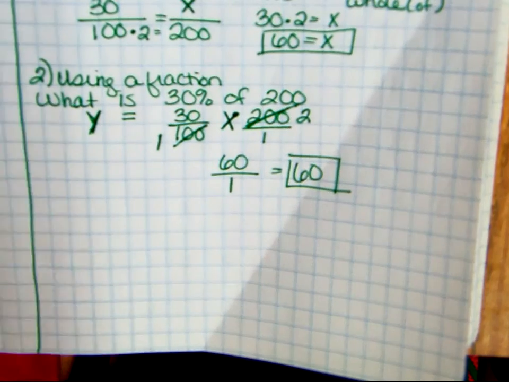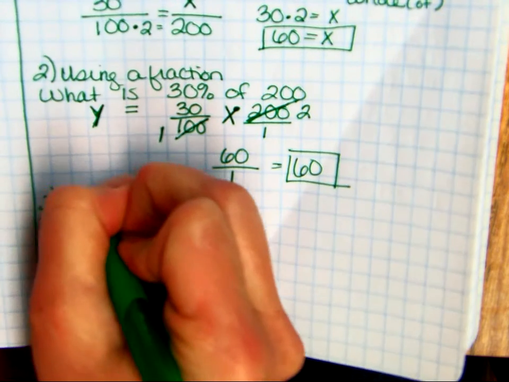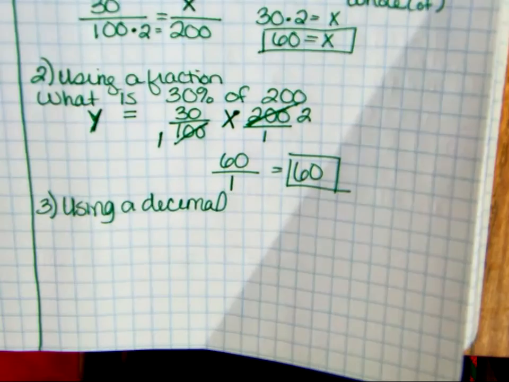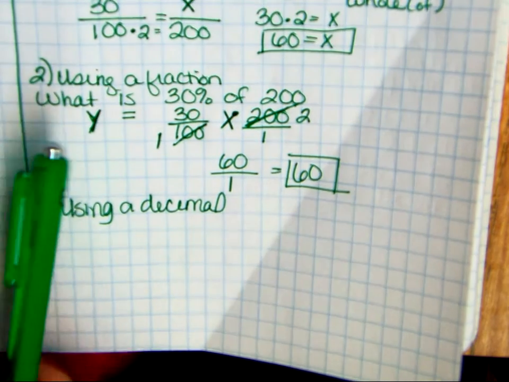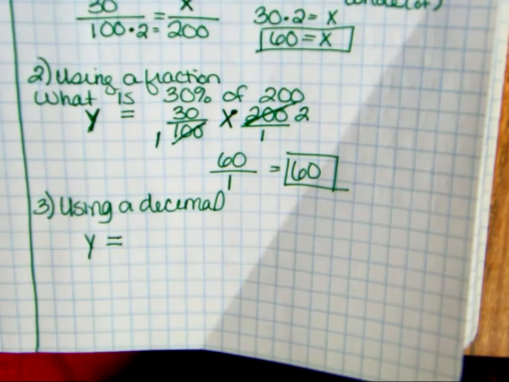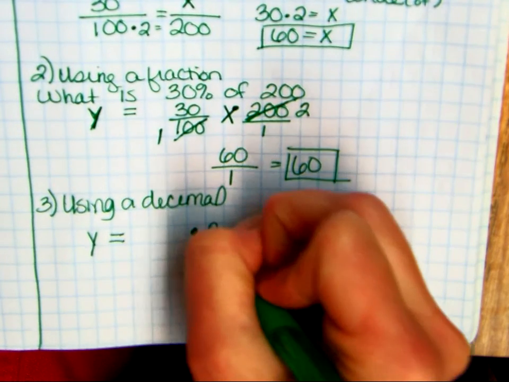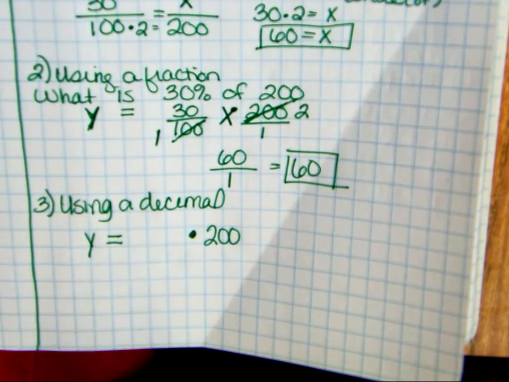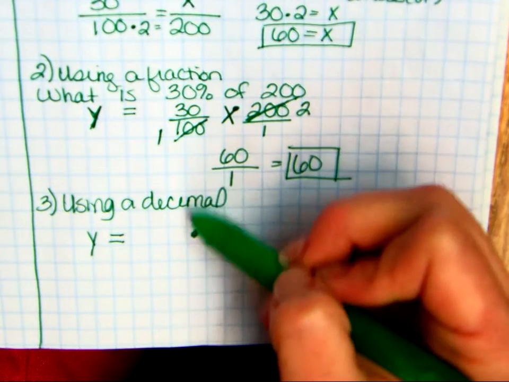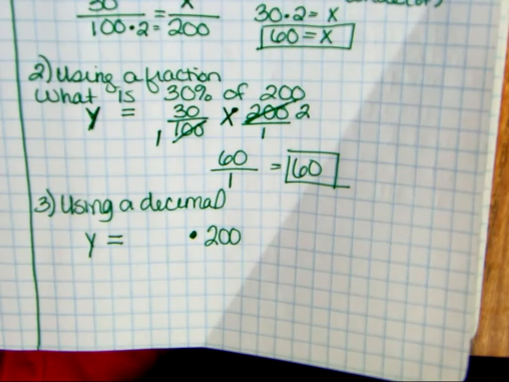So that's the second way. Now the third way is very similar, but it is using a decimal. So I'm going to use the same formula that we have above. The what is, so what is 30% of 200. So I use the same ones up above. The "what" is the variable, I left the 30% because I'm going to come back to that, "of" is multiply, and 200 I just brought down.